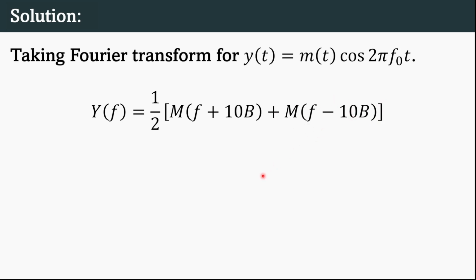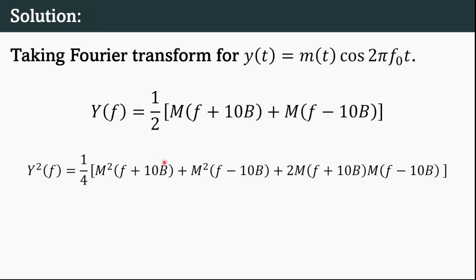If you remember the previous slide, we have to take the square of Y of f and then integrate that square to get the energy of y of t. So first let us square Y of f. Y square of f is equal to, note that this looks just like (a plus b) whole square, so you will get 1 by 4 times M square of f plus 10B plus M square of f minus 10B plus 2 times M of f plus 10B times M of f minus 10B.